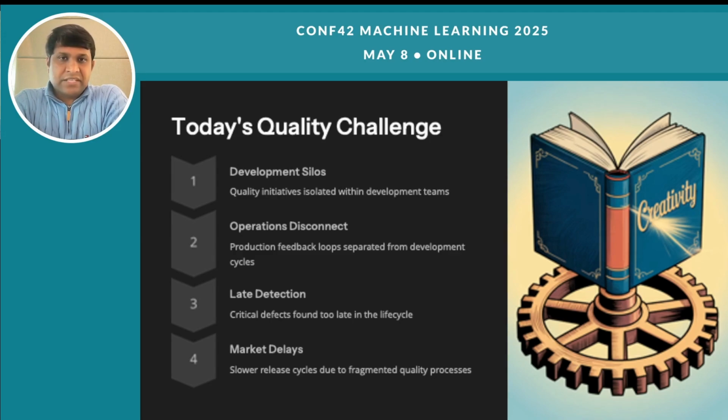The time to fix the same bug when you find it in development is going to be much less compared to the same bug found in either UAT or production. It's going to be very costly to fix it. And obviously, the fourth one is market delays. The slower release cycles due to this fragmented quality process are going to take a longer time to market. And in this fast-paced software development era, you want to market your software as soon as you can to the customers or whoever is adopting your software.